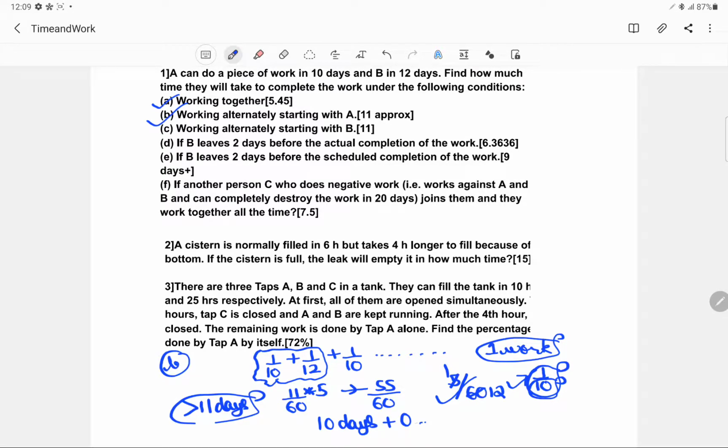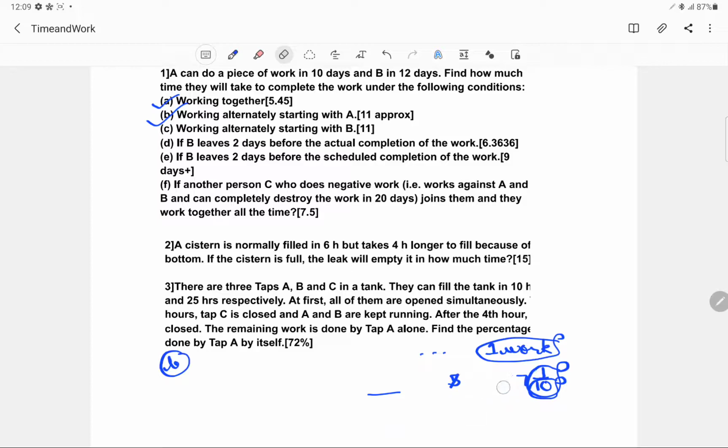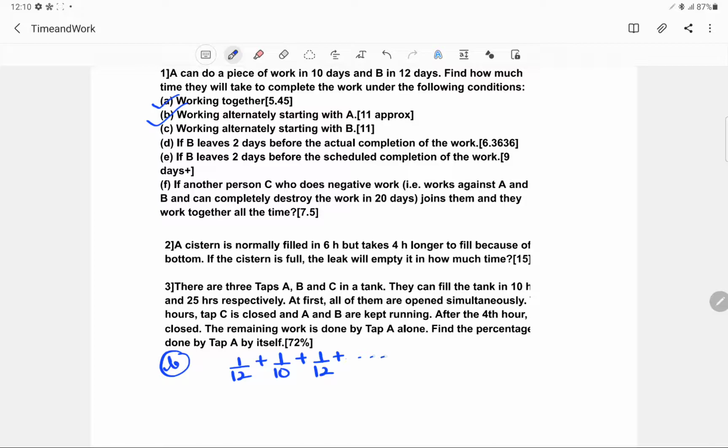Okay, then you are given working alternatively starting with B. So see this, now the series has changed. It is just the order that has changed. So this is like 1 by 10 plus 1 by 12. Then on the third day again, the order has changed. So first it is the turn of B now, then 1 by 10 is of A, then third day is B, and similarly they go on.